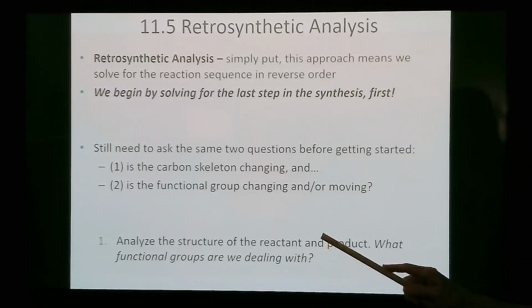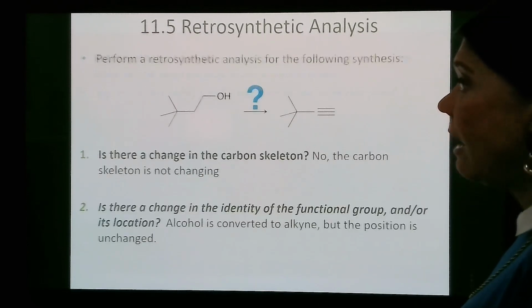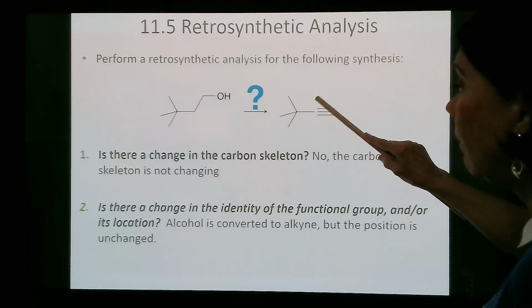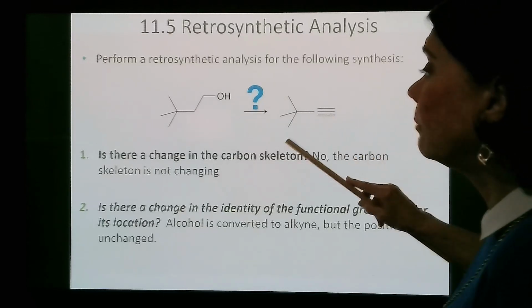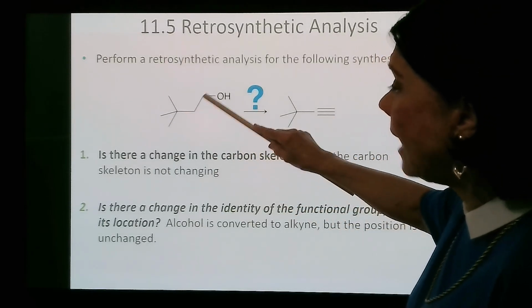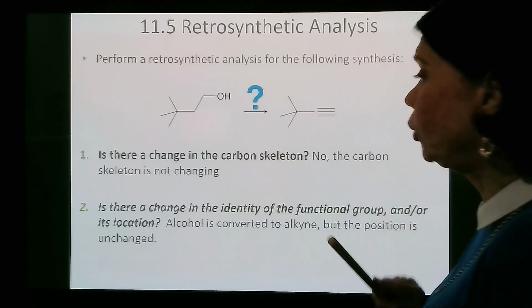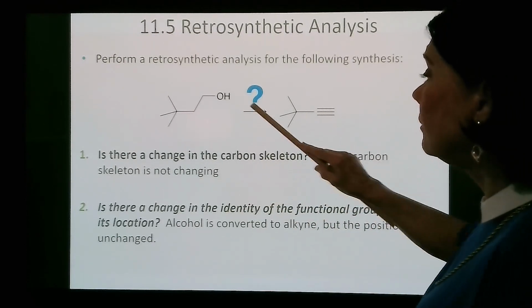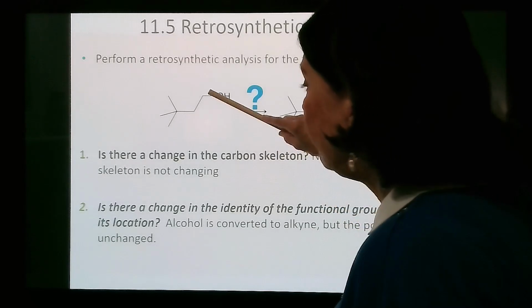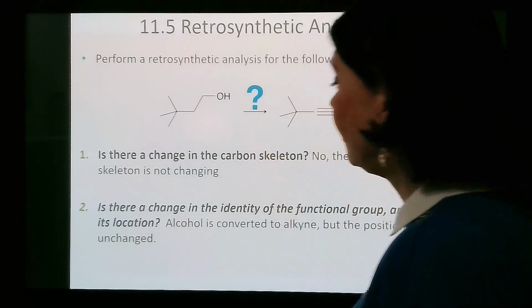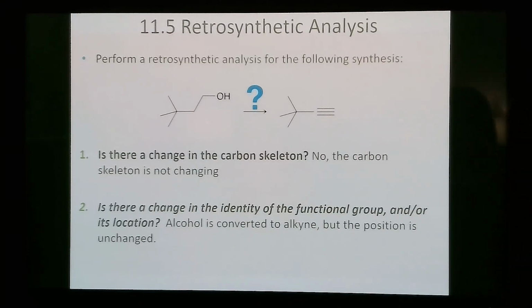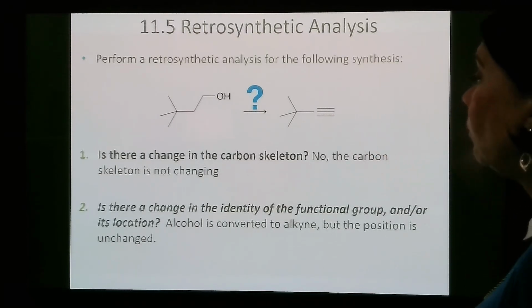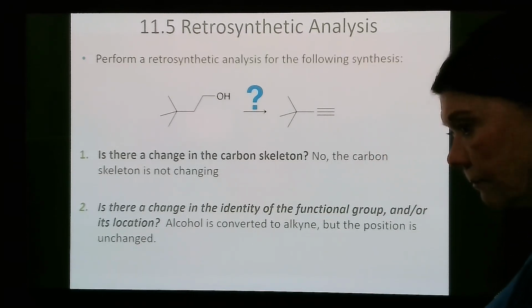So you analyze the structure of the reactant and product. You have to look at what functional groups you're dealing with. So here you have a triple bond. This is your target molecule. Okay, is there a change in the carbon skeleton? So you have a T-butyl group and a 2-carbon chain, T-butyl group and a 2-carbon chain. No, your carbon skeleton is not changing. You're starting out with an alcohol functionality, and then you're going to have to put a triple bond across here. So let's look at this target molecule and see what we figure out that we can do with that.